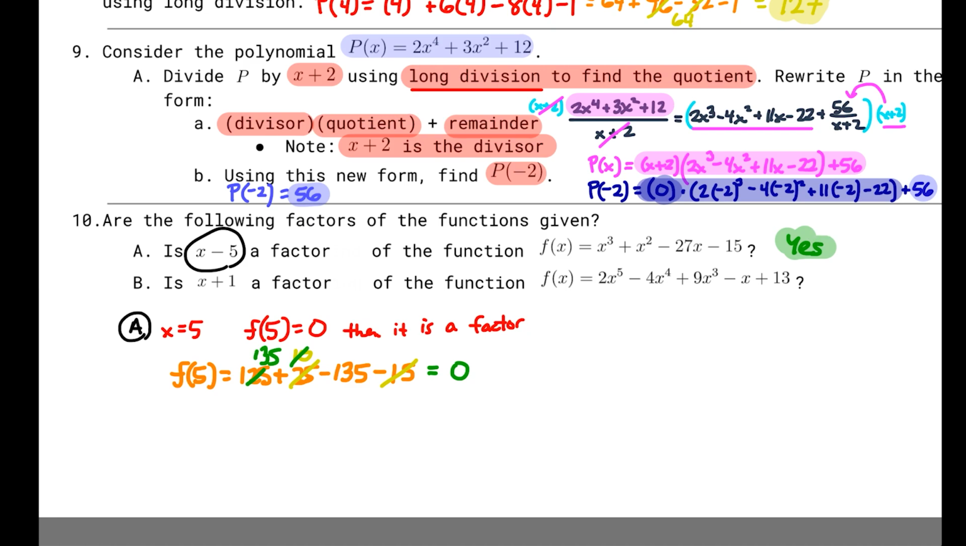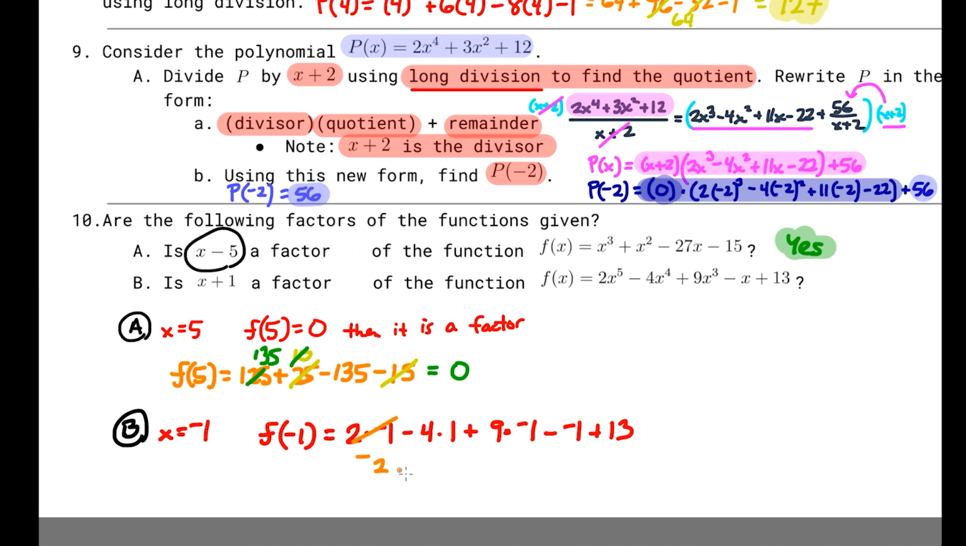Okay, now let's do part B here. Now we're going to be plugging in x equals -1 to the f of x equation, and we're going to try to figure out what it is. If it's equal to 0, then x plus 1 is a factor. So let's test this out here. It's going to end up being 2 times -1 cubed minus 4 times 1 plus 9 times -1 minus -1 plus 13. This does not look like it's going to be 0, but let's test it out anyway.